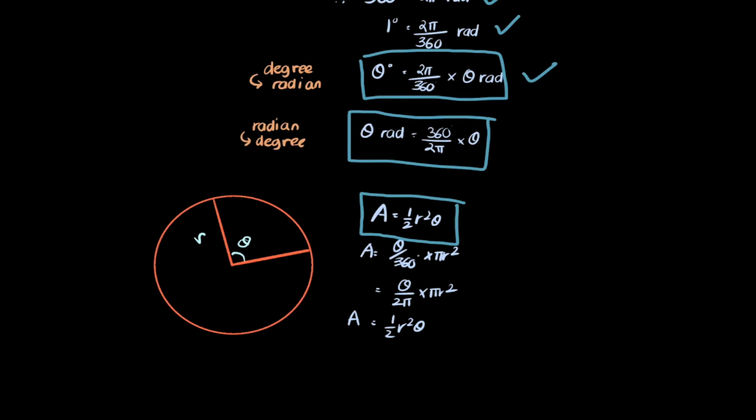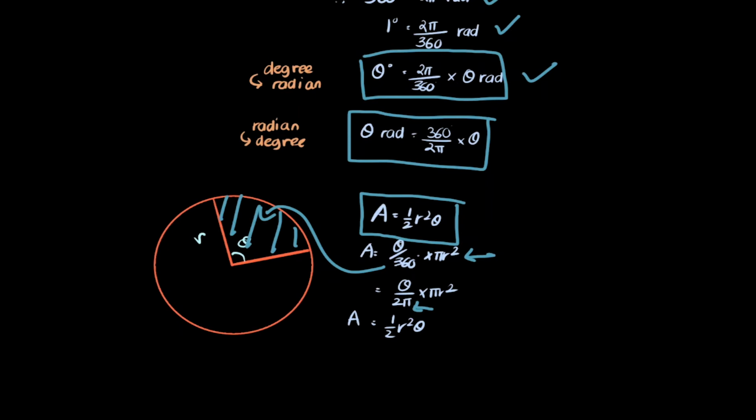Like the arc formula, if the angle is given in degrees, then the area would be theta by 360 degrees into pi r squared. Pi r squared is the area of the full circle, and theta by 360 degrees represents this portion, right? So we simply multiply this proportion by the full circle's area to get this portion's area. And we know that 360 degrees in radian form is actually 2 pi.